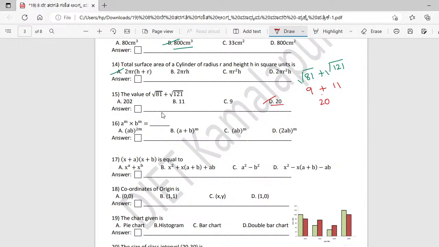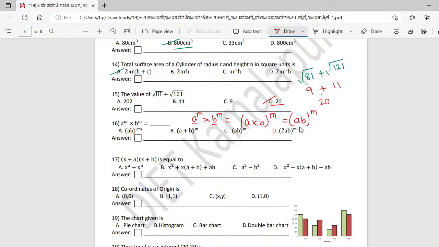And the 16th one, that is similar to the formula related to the exponents chapter. And what is that formula? a to the power of m into b to the power of m is equal to, as you can see, the base is different. The base is a, and in the second term the base is b, but the powers are the same, that is m. If the powers are the same and the base is different, we can multiply the bases, that is a into b whole to the power of m. That is the formula, and a into b we can write as ab whole to the power of m.